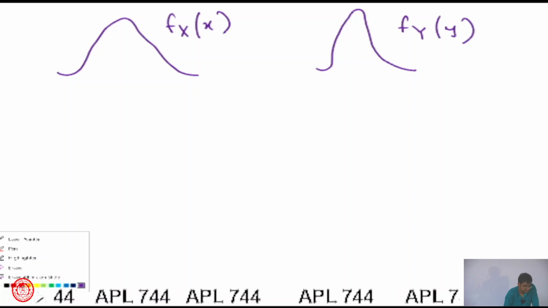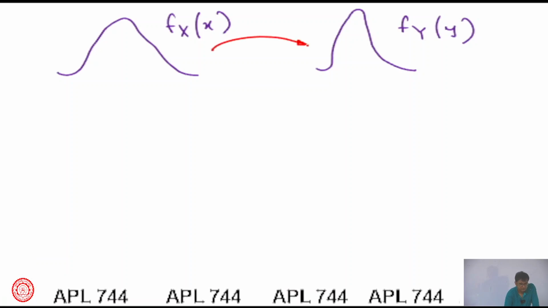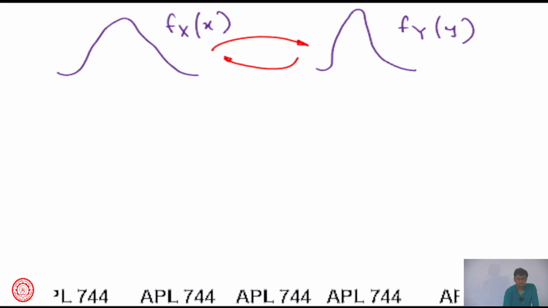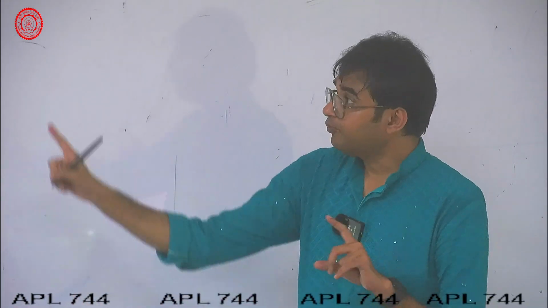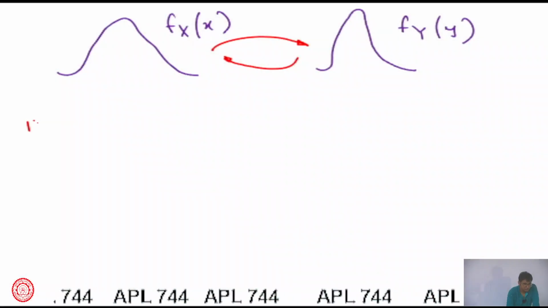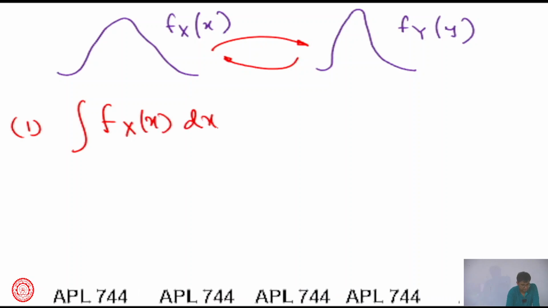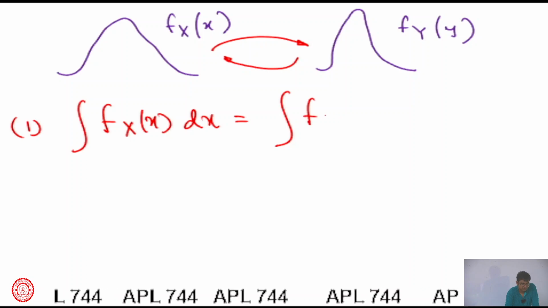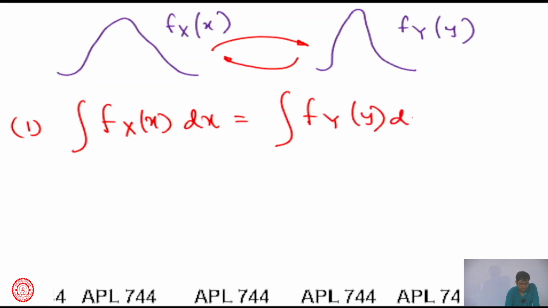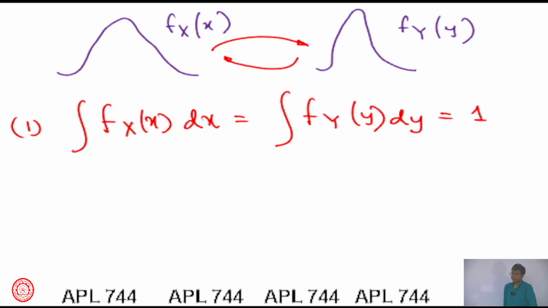And I am interested in this transformation or this transformation, one of these, right. This is what I am interested in, and the property is that both of these should integrate to 1, that is property number 1. So, number 1 is the integration of f_X(x) dx should be equal to the integration of f_Y(y) dy, and both of these should be equal to 1. I am assuming I am integrating from minus infinity to infinity. That is the assumption. I am not showing it, but that is to be noted.